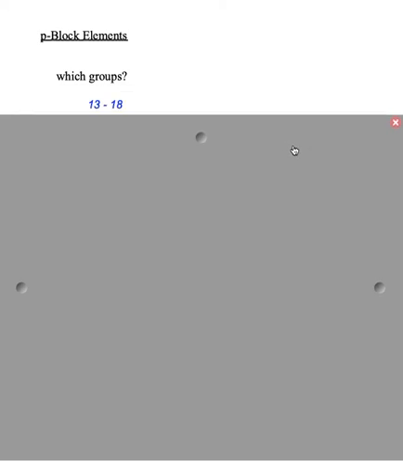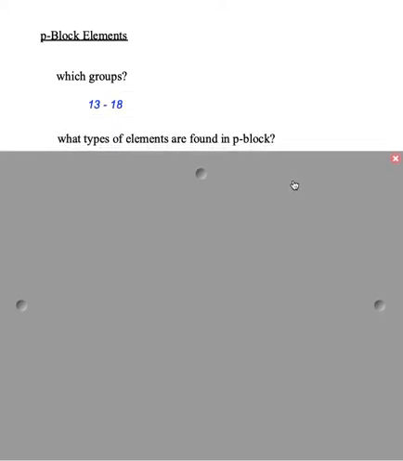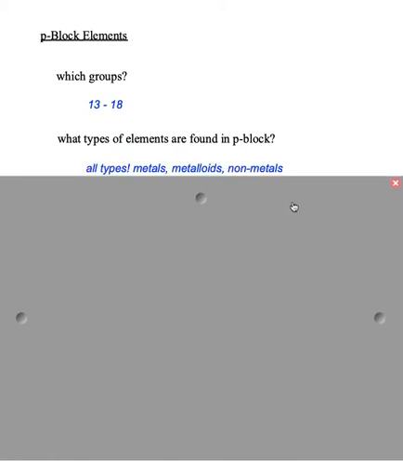The p block elements, which groups are these? Groups 13 through 18. What types of elements are found in the p block? Remember, if I ask you what type of element something is, there are 3 possible answers. And in fact, in the p block, you can find all types. There are metals. All the metalloids are in the p block, and most of the nonmetals are in the p block, all except for hydrogen and helium.